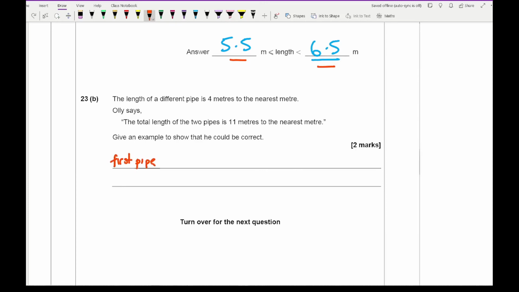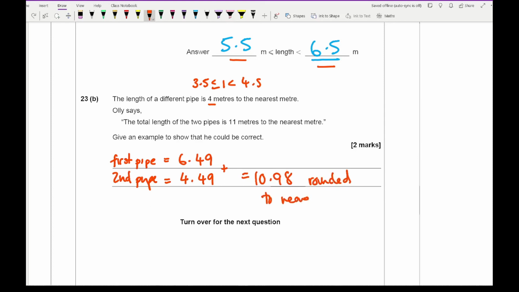So if we go for, in terms of the first pipe, let's say we use 6.49. And then for the second pipe, if that's been rounded to 4 meters, so that's going to be 3.5 to 4.5. So if I then go for the second pipe as being 4.49, and if I add those two numbers up on my calculator, so 6.49 plus 4.49, it gives me an answer of 10.98, which when rounded to the nearest meter equals 11 meters.